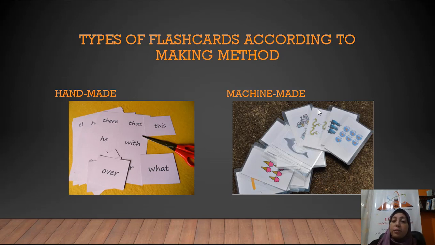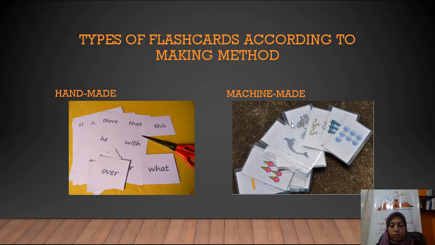The second type is called machine made. Machine made means that I used machines to make flashcards, like this one, for example, or even this one that I showed you at the beginning. All these flashcards I have made by machines. First, you write what is inside, I mean the content, using computer programs, and we're going to learn about all this.